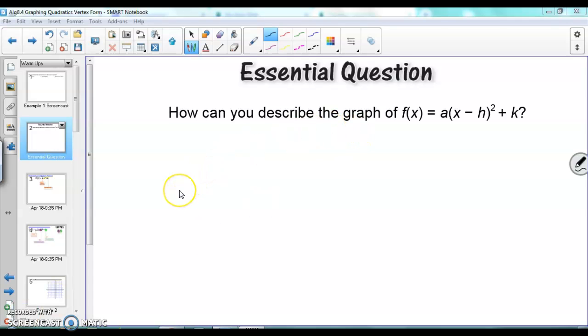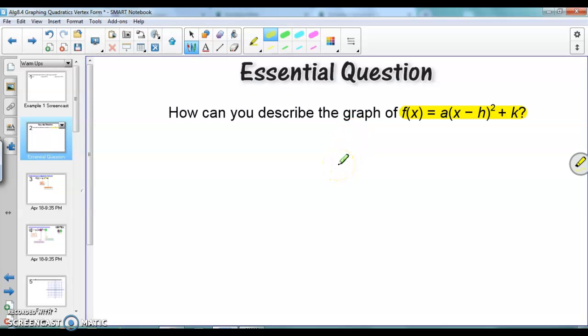Our next goal is to be able to answer the question, how can you describe the graph of f of x is equal to a times the quantity x minus h squared plus k? Now this is actually called the vertex form. Okay, so vertex form of a quadratic function.